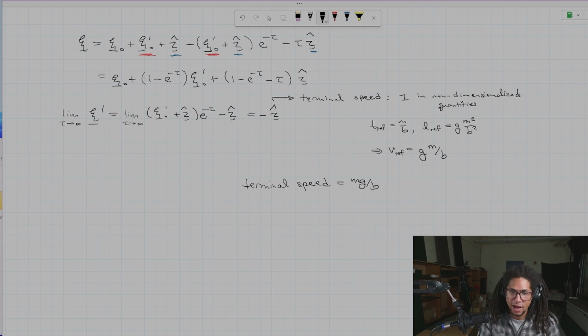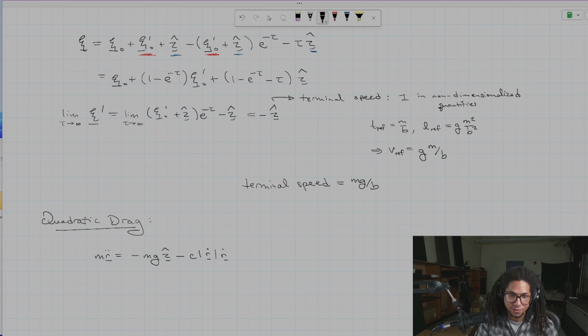All right, now let's go ahead and focus on quadratic drag. So just to restate this, the differential equation is m r double dot equals minus mg z hat minus c times the length of r dot, times r dot. Good.